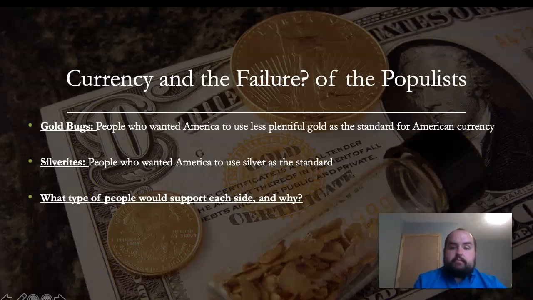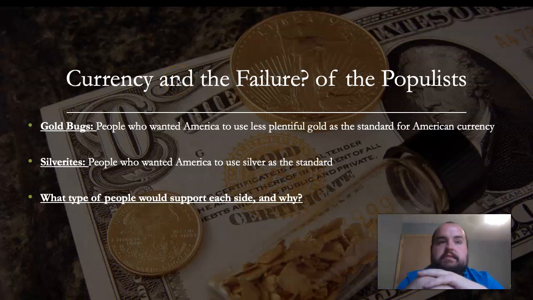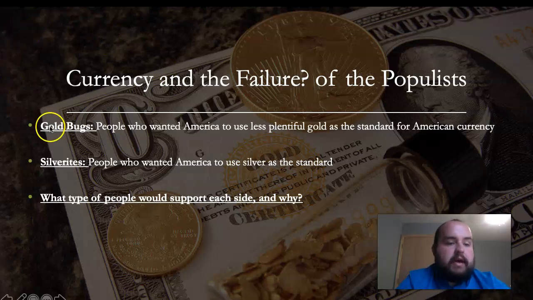In the meantime, one of the last things I'll mention with these guys is one of their major selling points throughout many of their political elections, and that was the currency issue of the 1890s. During this time period, especially because of the panic, people are trying to decide what kind of standard to use in American currency. On one hand, you have gold bugs, which were individuals who wanted America to use less plentiful gold as a standard for American currency. This would supposedly keep the currency in the country more stable.